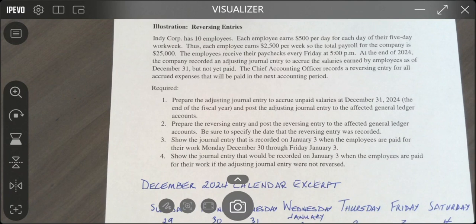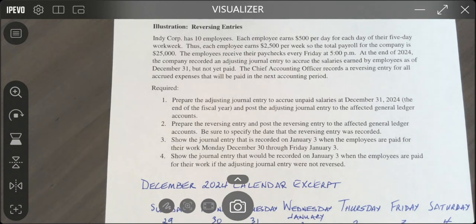IndyCorp has 10 employees. Each employee earns $500 per day for each day of their 5-day work week. So each employee earns $2,500 per week: $500 per day, 5 days, $2,500 per week. So the total payroll for the company, given that they have 10 employees, is $25,000 per week. The employees receive their paychecks every Friday at the end of the workday, 5 p.m.